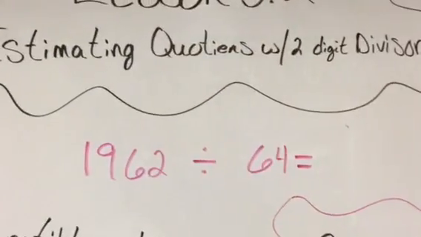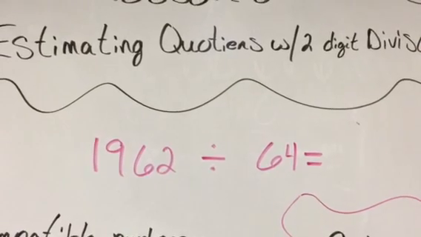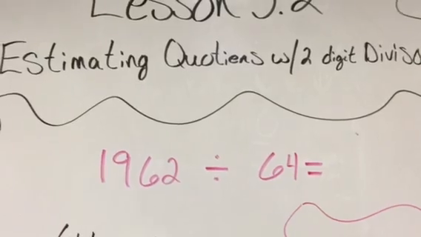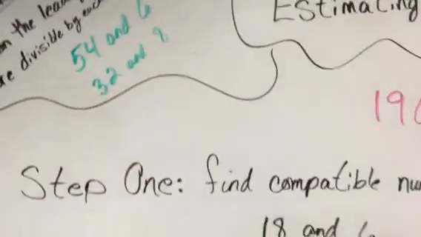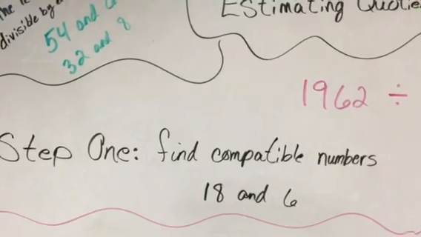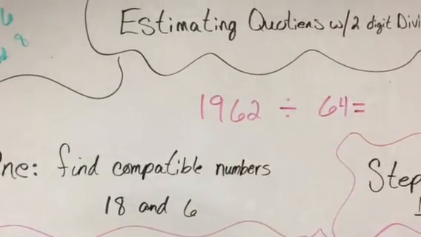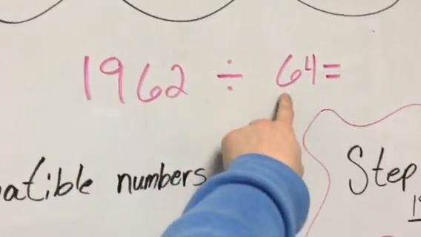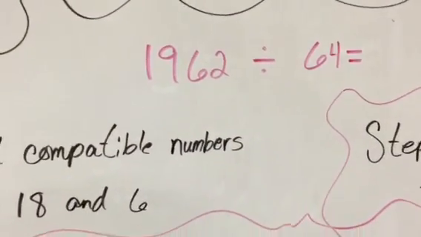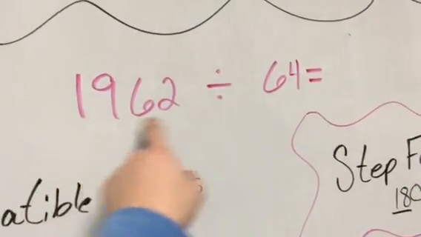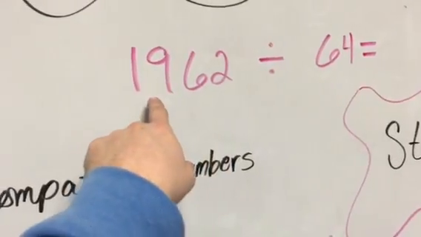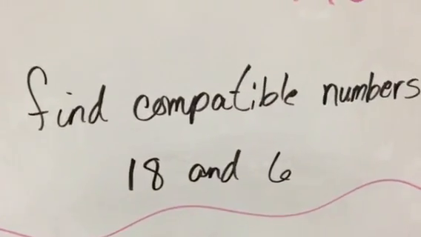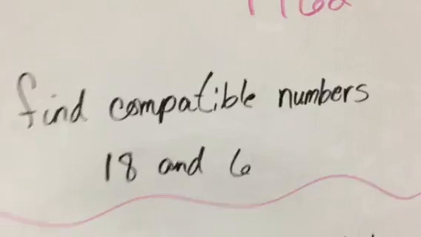So we have the problem 1,962 divided by 64. I've broken this down into 6 steps to be able to solve. Let's start here at step 1. First, we need to find compatible numbers. In this case, we look at the leading digits, which are 19 and 6. And we want to find something that's close. Well, I know that 19 is not divisible by 6, but 18 is. And 18 is pretty close to this. So I'm going to say that 18 and 6 are my compatible numbers.